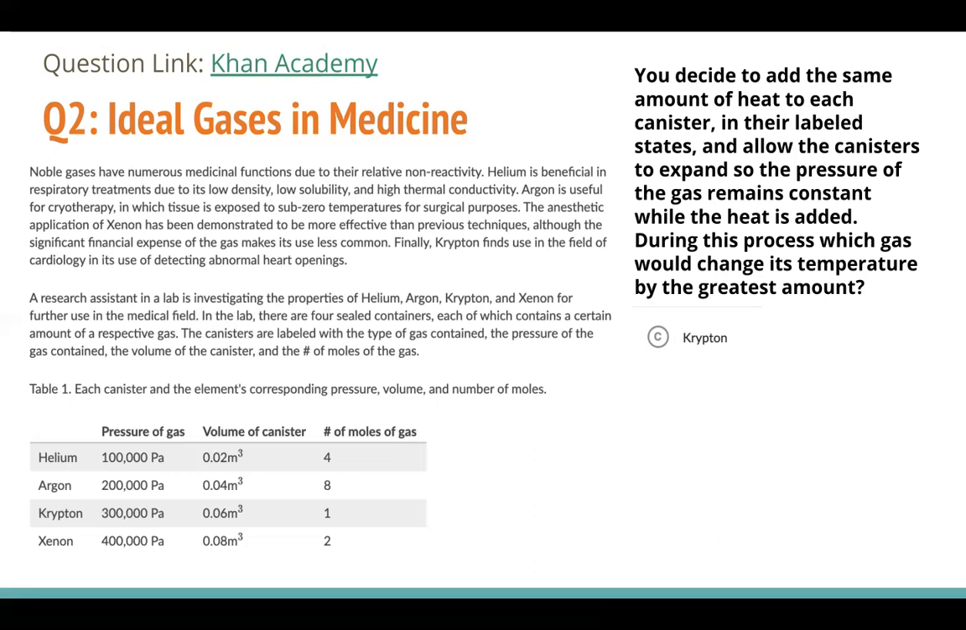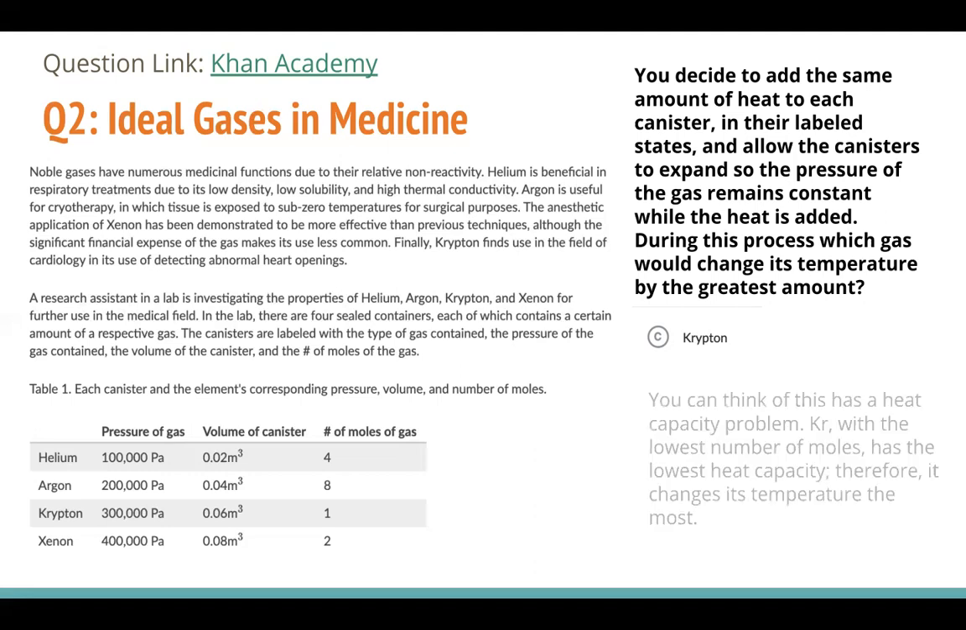So heat capacity is the amount of heat needed to change the temperature. And so krypton has the lowest heat capacity, so it needs the lowest amount of heat to change its temperature out of all of these gases. And so as heat is added, because krypton doesn't need that much heat to change its temperature, it actually changes its temperature by the greatest amount. So that's basically what this says. It has the lowest number of moles and therefore the lowest heat capacity, and therefore it changes its temperature the most.